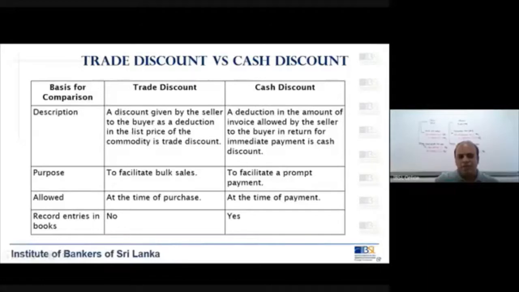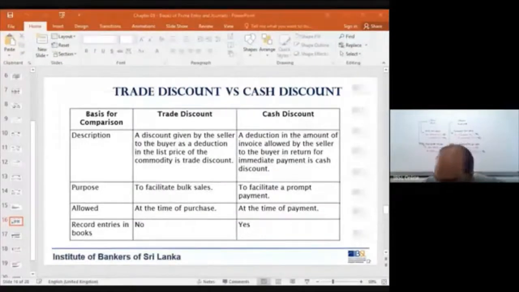In the case of a trade discount, you don't record it in your books. But when it comes to a cash discount, yes, you will record it in your books. So this is where the differentiation between trade discount and cash discount comes. Let me explain on the board.